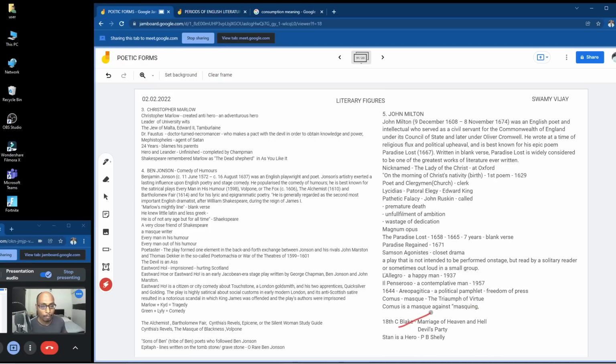In the 18th century Blake said marriage of heaven and hell, because John Milton made heaven and hell marry. Of course, Milton actually wanted to write Paradise Lost keeping Jesus Christ as the protagonist, but unknowingly he turned to the devil's party. Satan and his companions are known as devils, and that is called the party. So William Blake used the words devil's party about Satan and Milton's Paradise Lost in his book The Marriage of Heaven and Hell. And P.B. Shelley said Satan is the hero in Paradise Lost. So this is about John Milton.